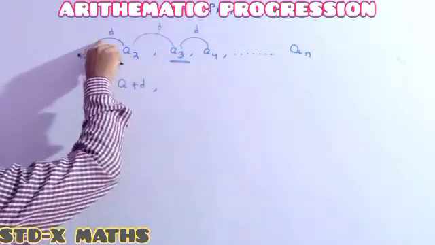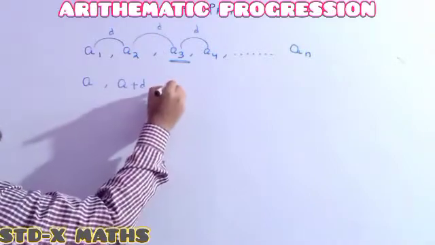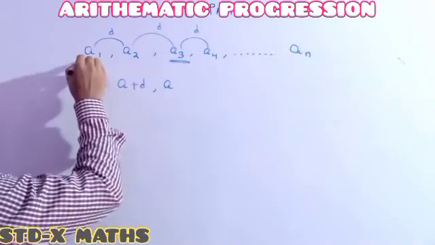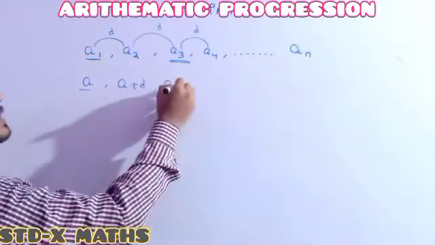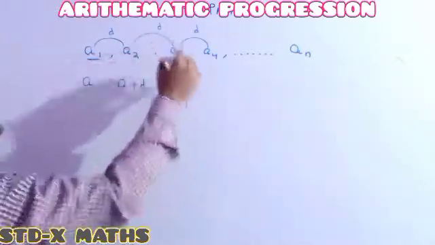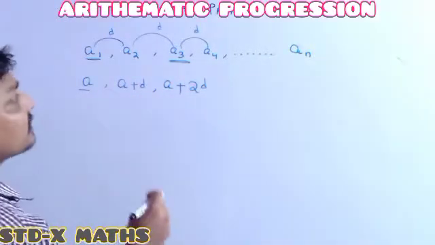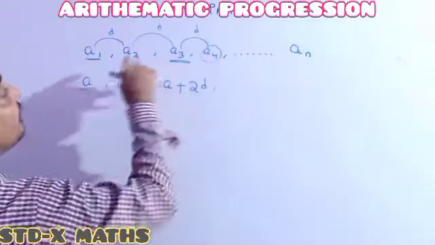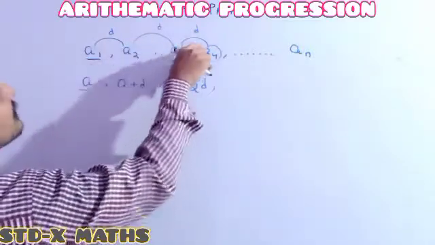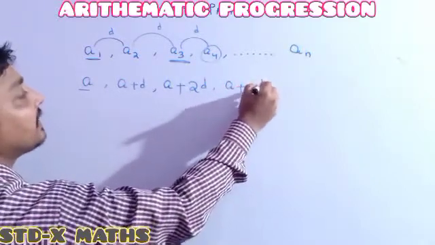See, the third term, how to write the third term? How many differences are to be added? Twice the difference. So I am writing the third term with the help of the first term, and here the first term is A. So for the third term, with A, 2 differences are to be added. Next one is our A4. Everyone see, for A4, how many common differences? 1, 2, 3. So here it is a plus 3d.